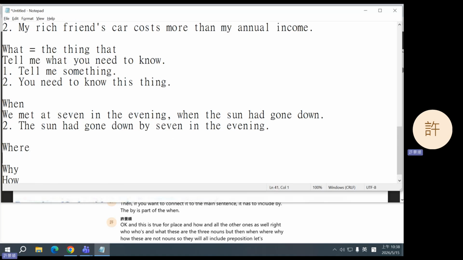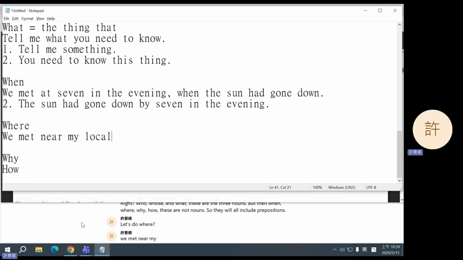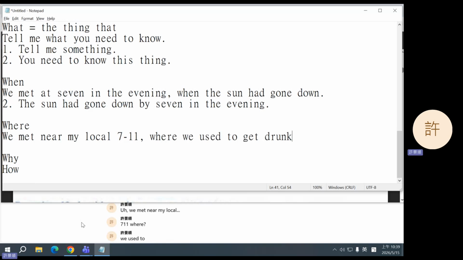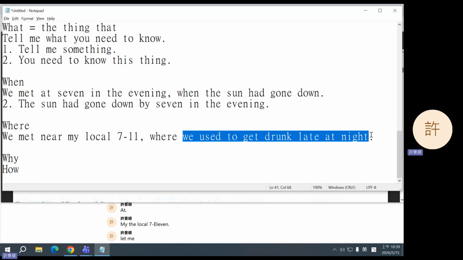Let's do where. We met near my local 7-Eleven where we used to get drunk late at night. Same thing, right? Second sentence. We used to get drunk late at night at the local 7-Eleven. Let me write it out for you.